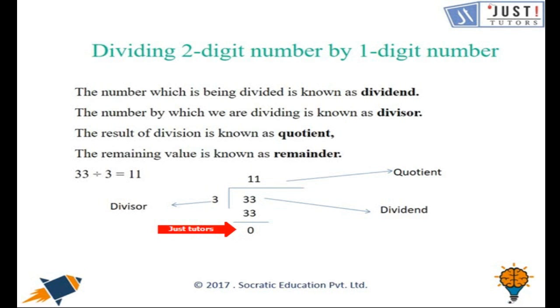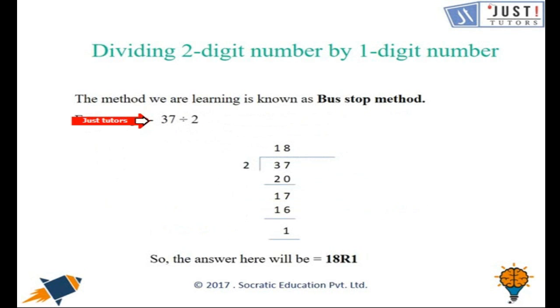Now we will work out a question. There's this question where we have to divide 37 by 2. It is done by this method, called the bus stop method, that we are going to discuss now. Here the number that is being divided is kept inside, and the divisor is kept outside. Now we have to figure out how many times 2 goes into 3. That is 1, so we will put 1 here and 2 here and a 0 as placeholder. Then we will subtract 20 from 37. That will make 17.